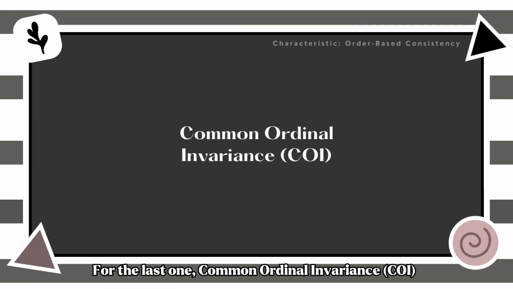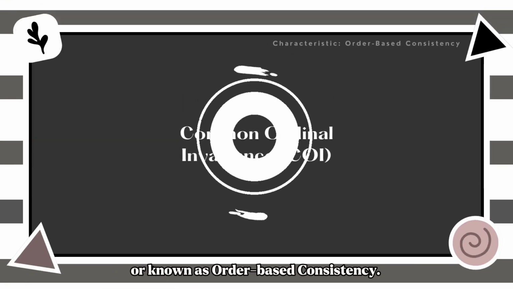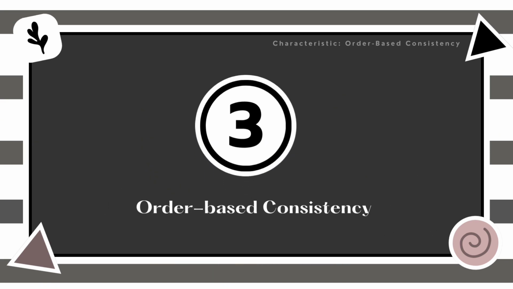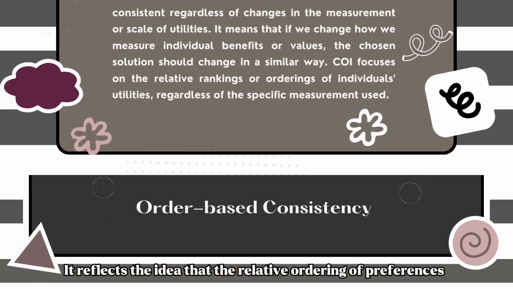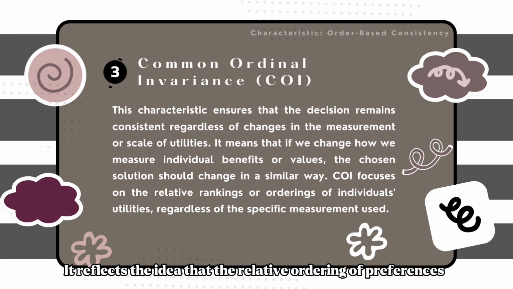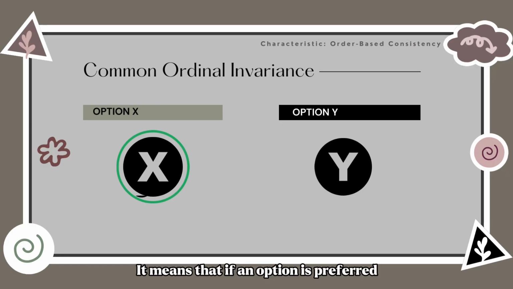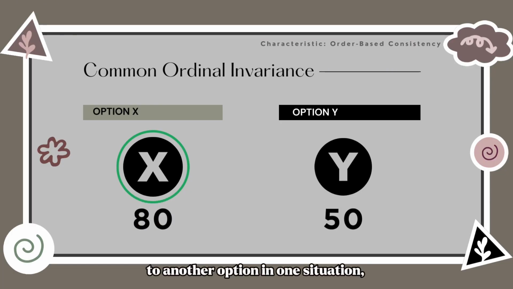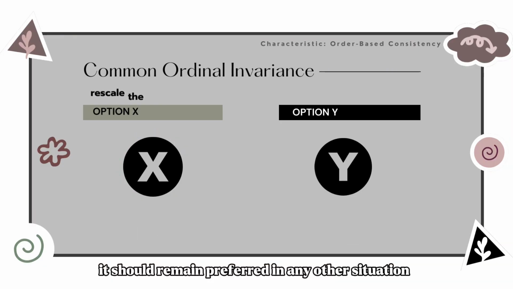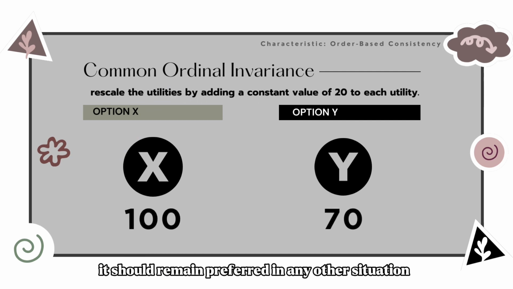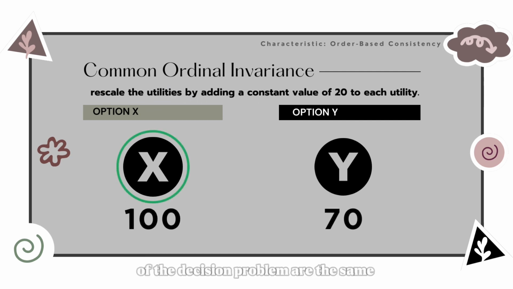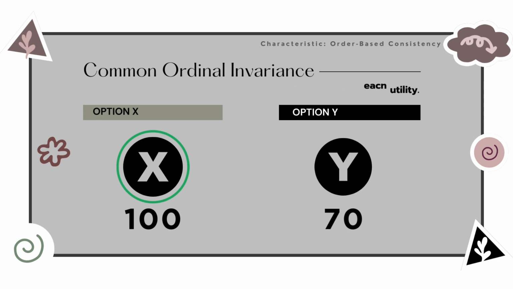For the last one, common ordinal invariance (COI), also known as order-based consistency, it reflects the idea that the relative ordering of preferences should remain consistent across different scenarios or contexts. It means that if an option is preferred to another option in one situation, it should remain preferred in any other situation where the attributes or conditions of the decision problem are the same.